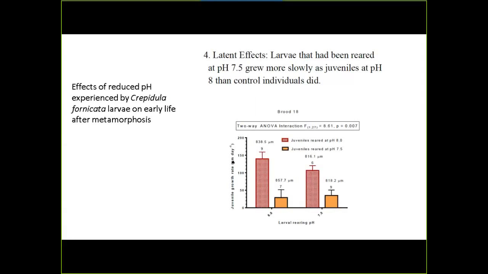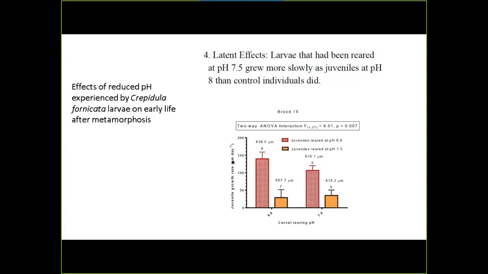So these juveniles come from larvae that were reared at the normal pH, 8.0, and after they metamorphose, they were allowed to grow on a good diet, and they're growing about 130 microns a day. These guys, the larvae were reared at the 8.0, but after they metamorphosed, the juveniles, poor guys, got to grow at the low pH. You can see the growth rates are much lower, okay, and the shells are much thinner and much less calcified also.